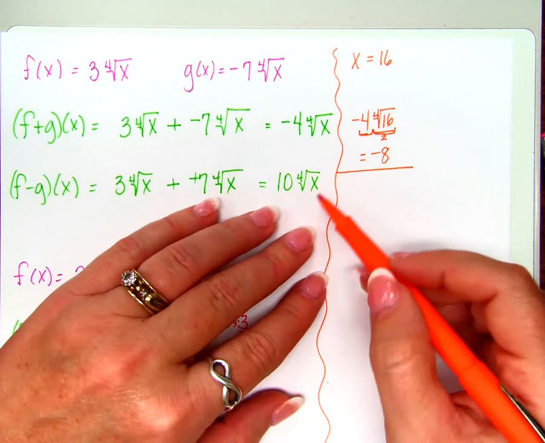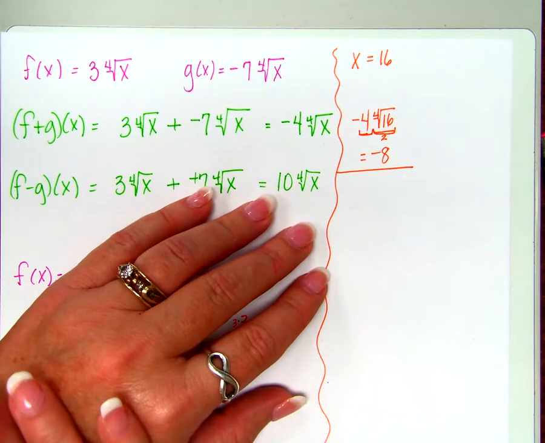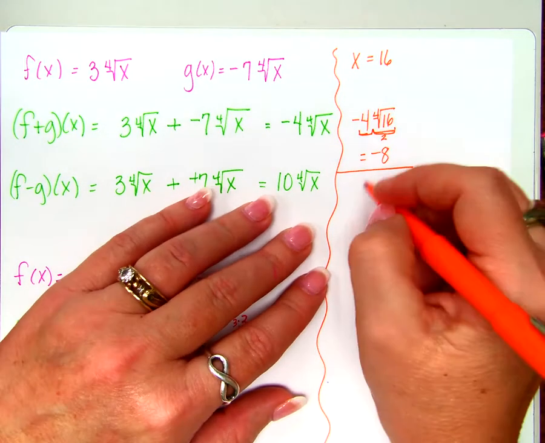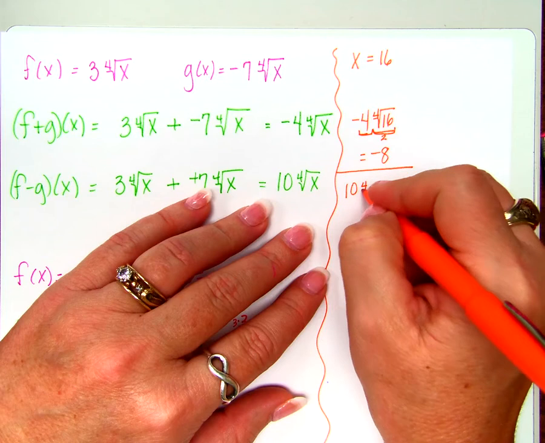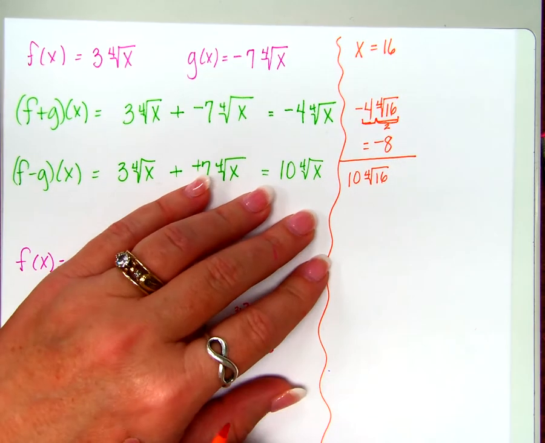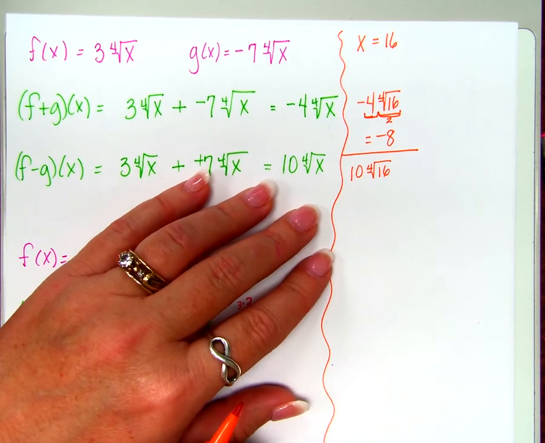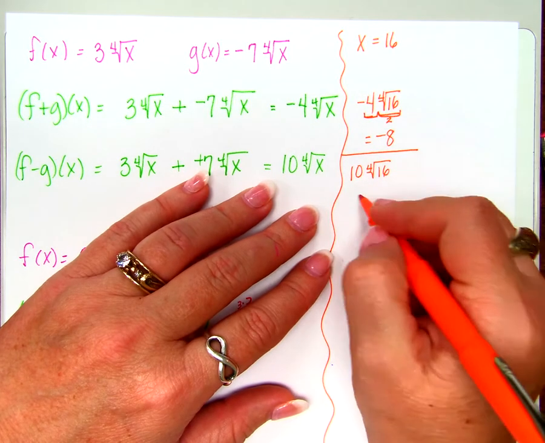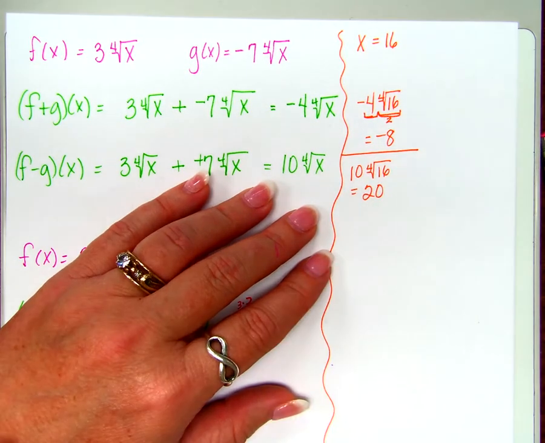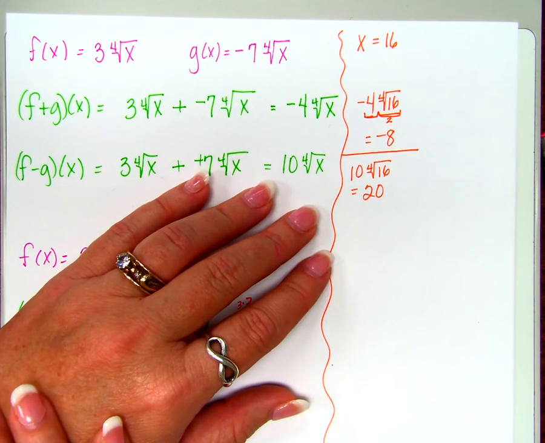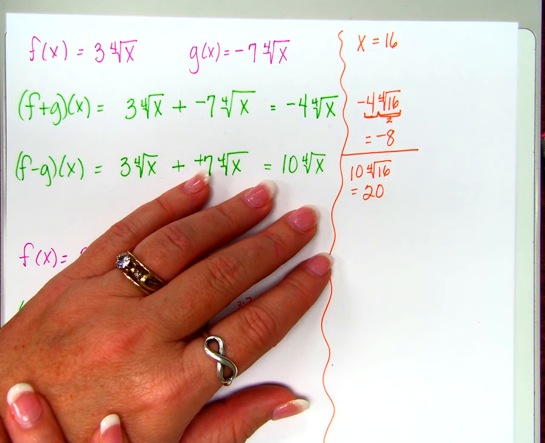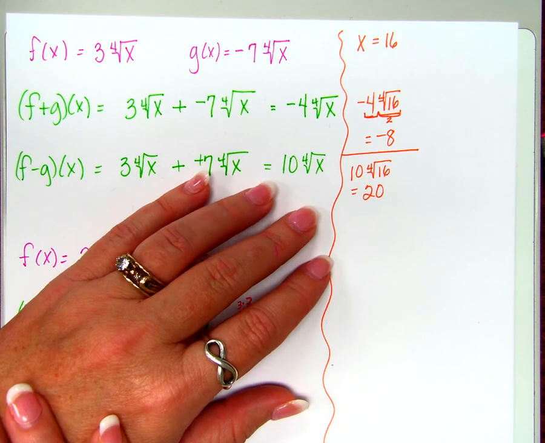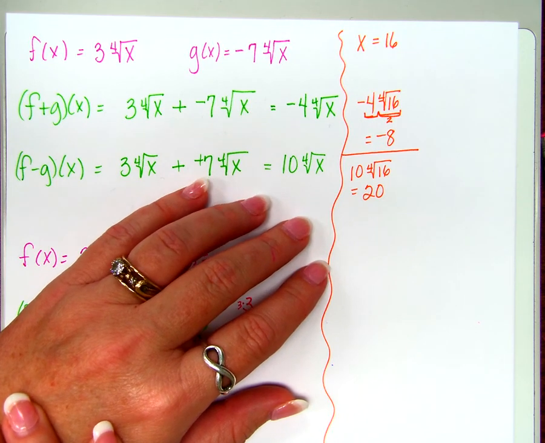Could I evaluate this function at x equals 16? So 10 times the 4th root of 16. We know the 4th root of 16 is 2. So what's 2 times 10? Done. Okay?